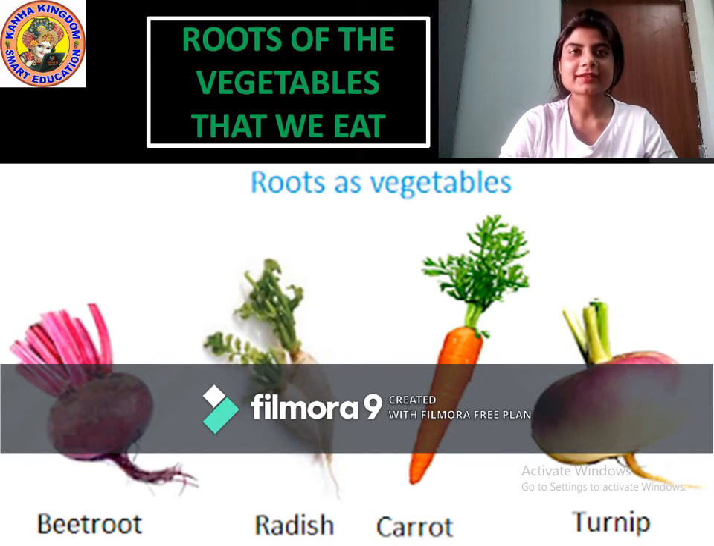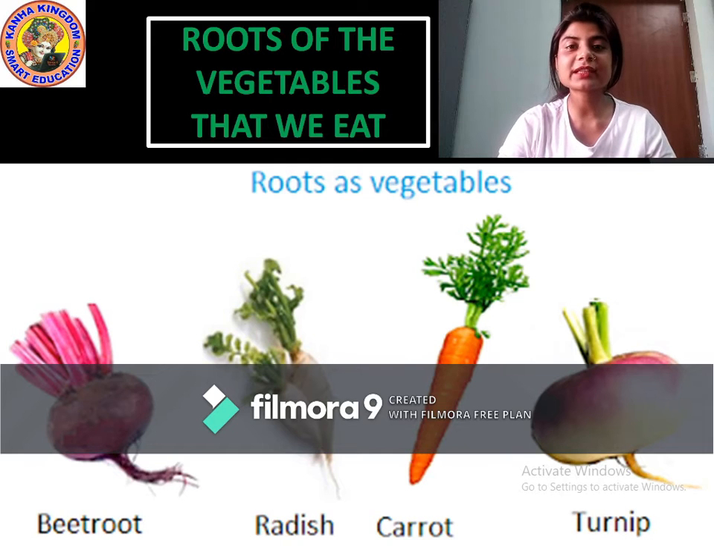Now students, let us study roots. Roots of a plant that we eat as vegetables. It is written there, roots of the vegetables that we eat. I already told you we eat different parts of the plant as food. In vegetables, what are the different parts that we eat?